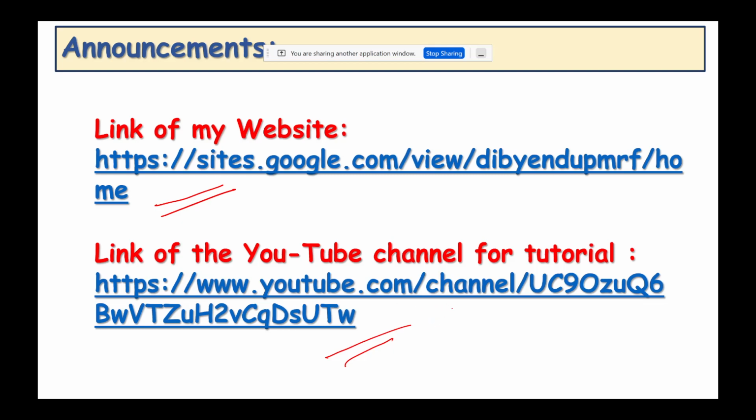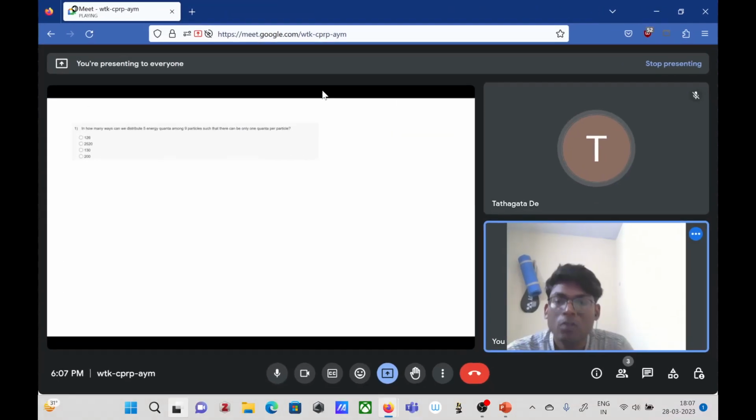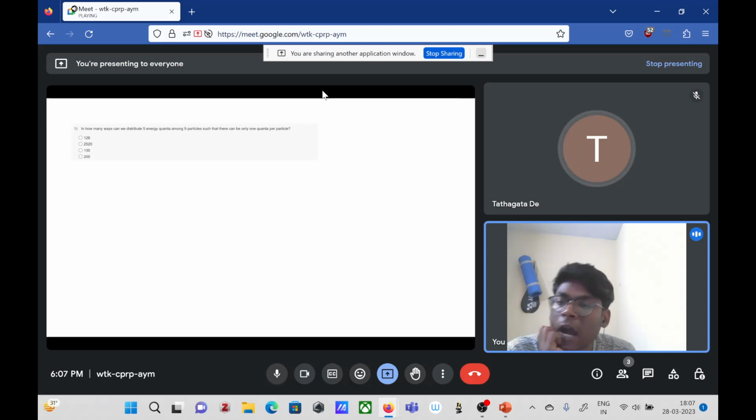Okay, let's just start. The first problem says, in how many ways can we distribute 5 energy quanta among 9 particles such that there can be only 1 quanta per particle? Tathagato, do you want to give some try, or think about it loudly, or discuss with me how you can tackle this problem?